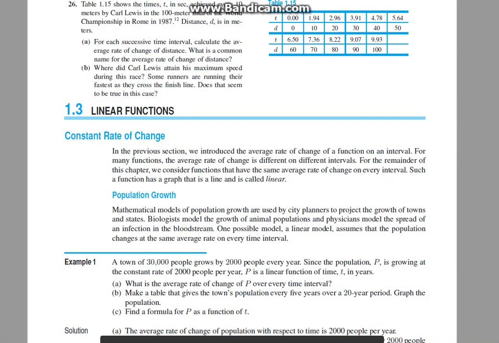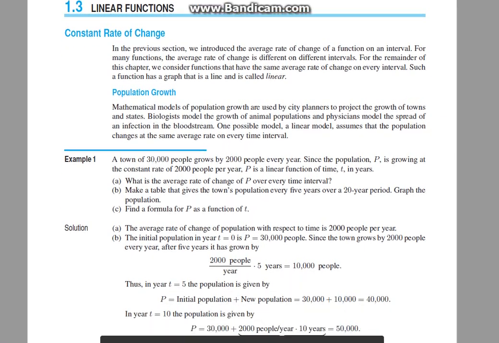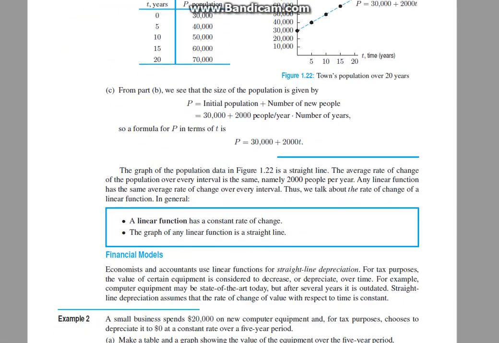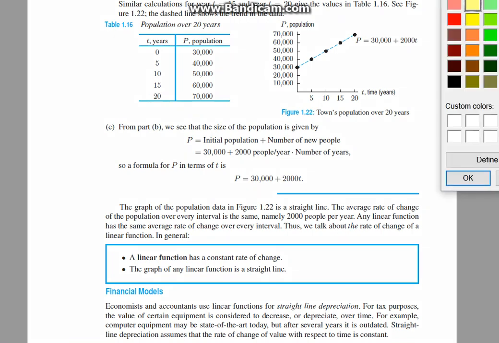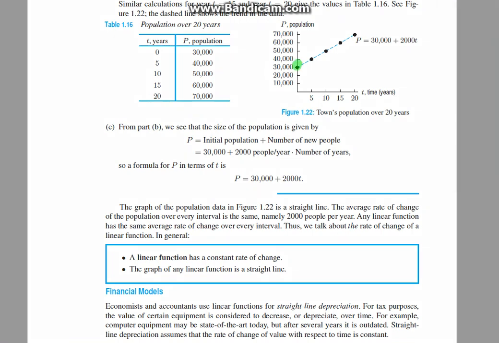Okay, now quickly we're going to take a look at linear functions. Linear functions are actually quite straightforward as well. If we take a look at how the graph looks, this is a linear function. It's linear, it's straight, exactly what it means. A linear function has a constant rate of change. That would definitely be true because it's increasing at a constant rate, so it will have a constant rate of change for the time interval that it takes for it to increase or decrease. So the graph of any linear function is a straight line. Of course that's true because linear means straight.